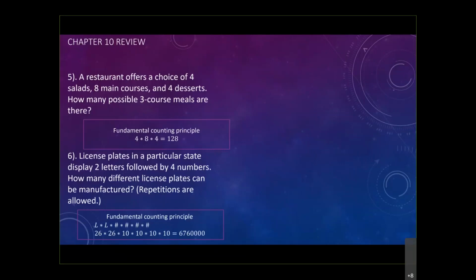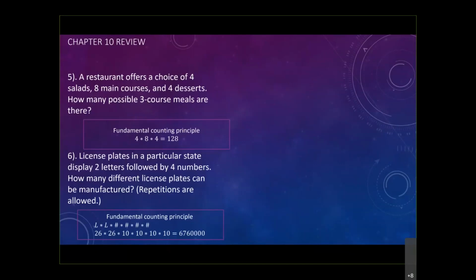Okay, so again, you don't use permutation, you don't use combination, because they just ask you how many ways you can mix and match your numbers versus your letters, right? How many different ways can you mix and match those items?